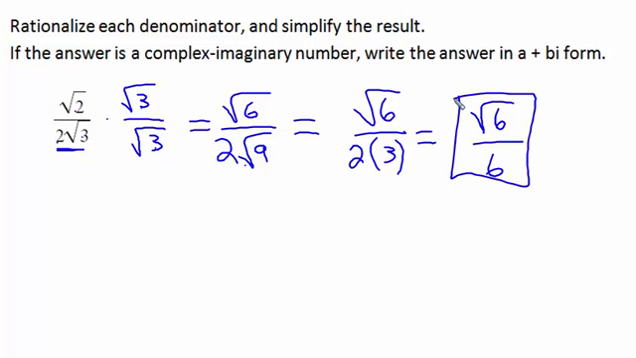There's no more square root in the bottom. There's no way to simplify that square root of 6. So that is our final answer.